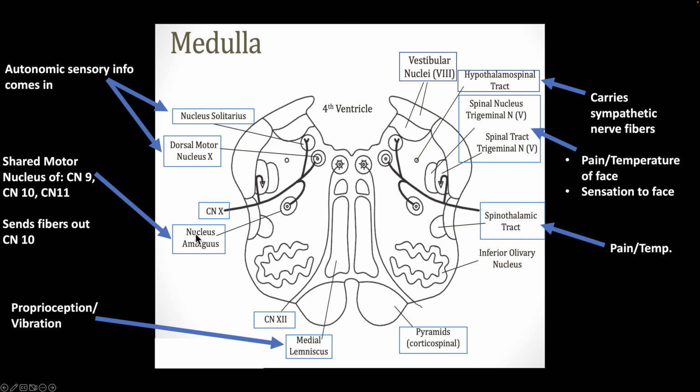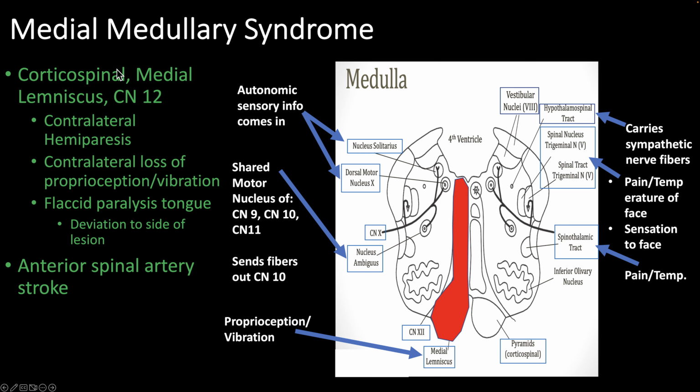What's also interesting for the nucleus ambiguus, you're going to get shared motor nucleus of 9, 10, and 11, right? But then it connects and sends out fibers through cranial nerve number 10. So you could almost think of your gag reflex there too. So kind of setting the pavement for lateral medullary syndrome.